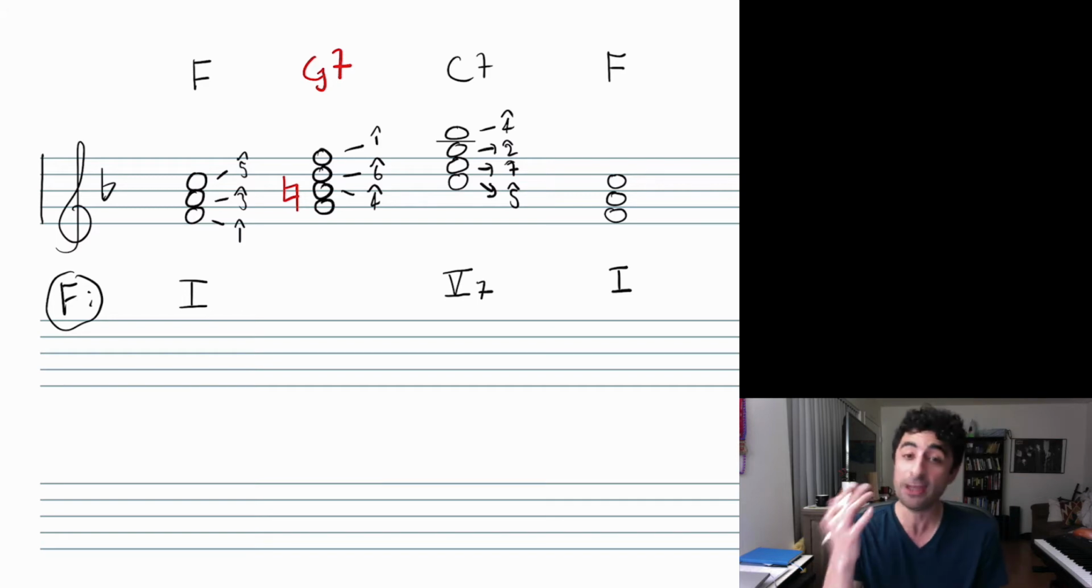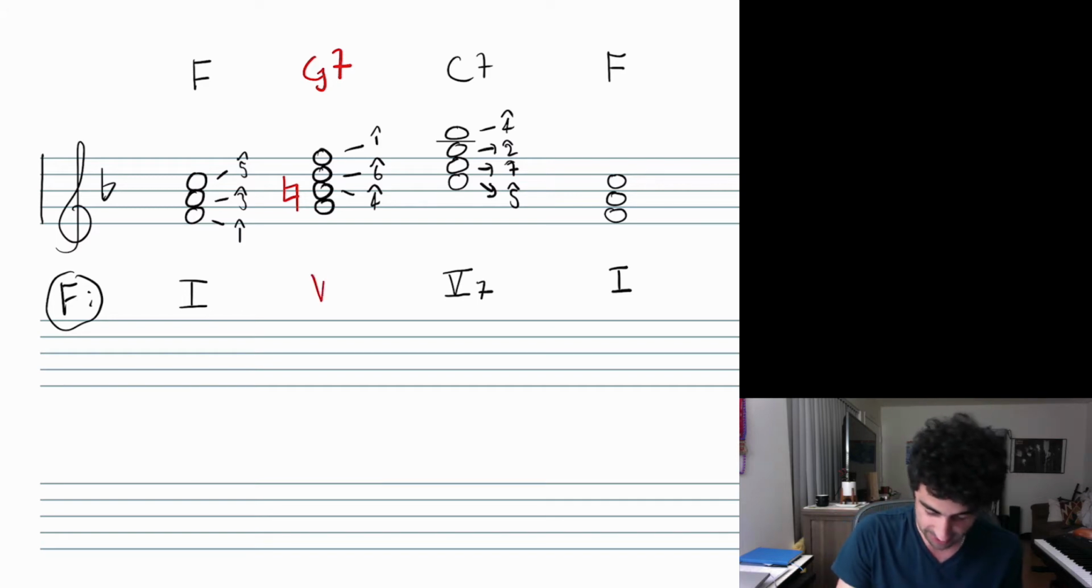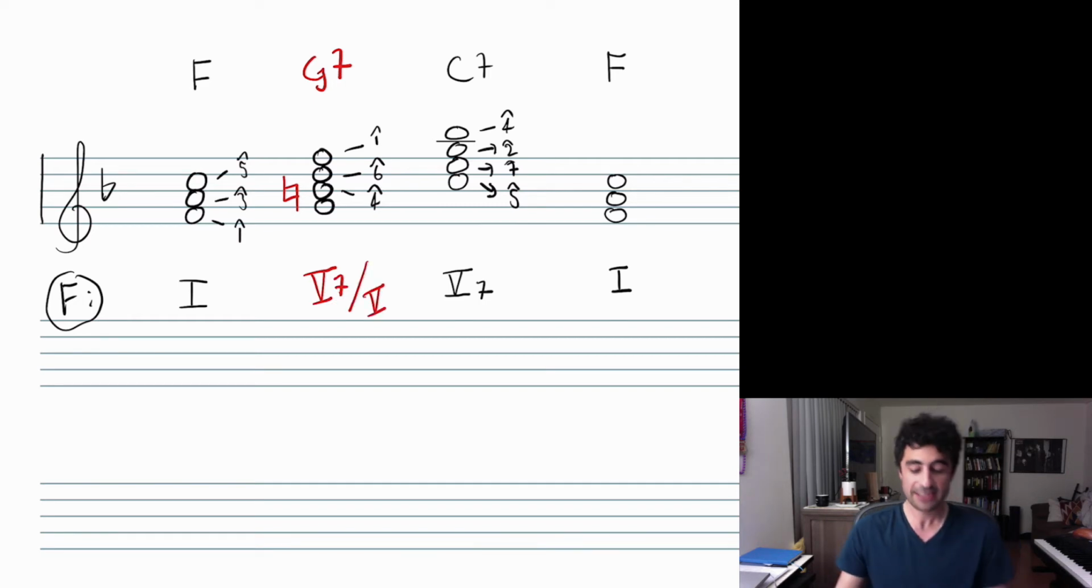What we should be calling this is 5/7 of 5. This is tonicizing that dominant chord. If we think for a quick moment that we're in the key of C major, then this would be the dominant of C major.